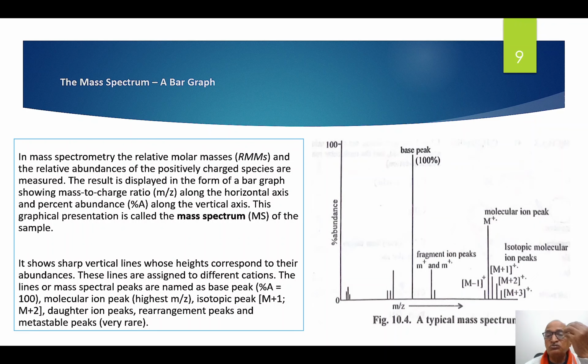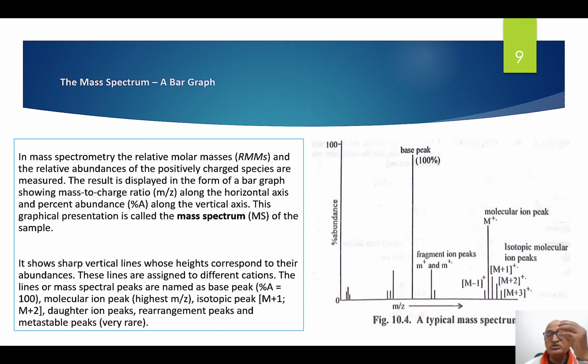Why isotopic? We will discuss it later in detail. In nature, there are two types of carbon, carbon 12 and carbon 13. Carbon 14 is negligible. Similarly, in nature, there are two types of chlorine atoms, chlorine 35 and chlorine 37. Three types of sulfur atoms, sulfur 32, 33, 34. Two kinds of bromine atoms, 79 and 81. Two kinds of boron atoms.